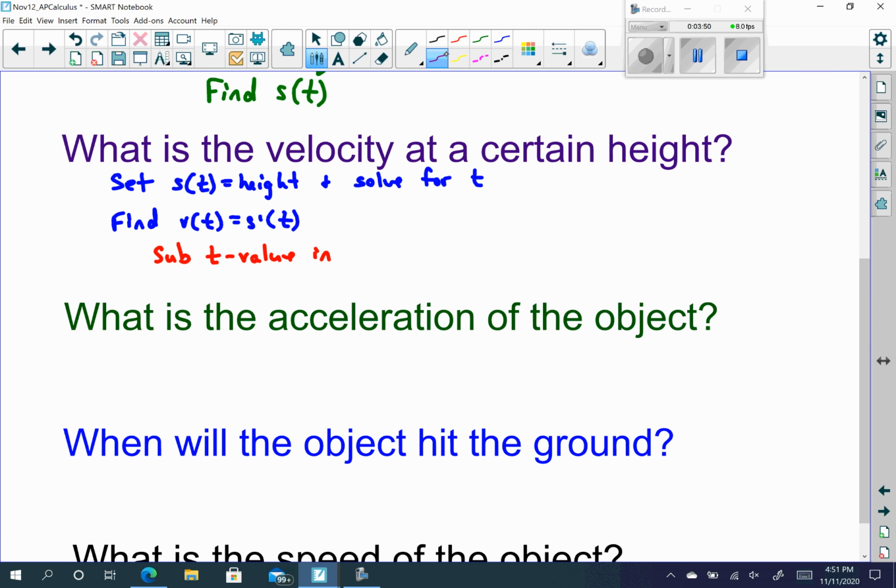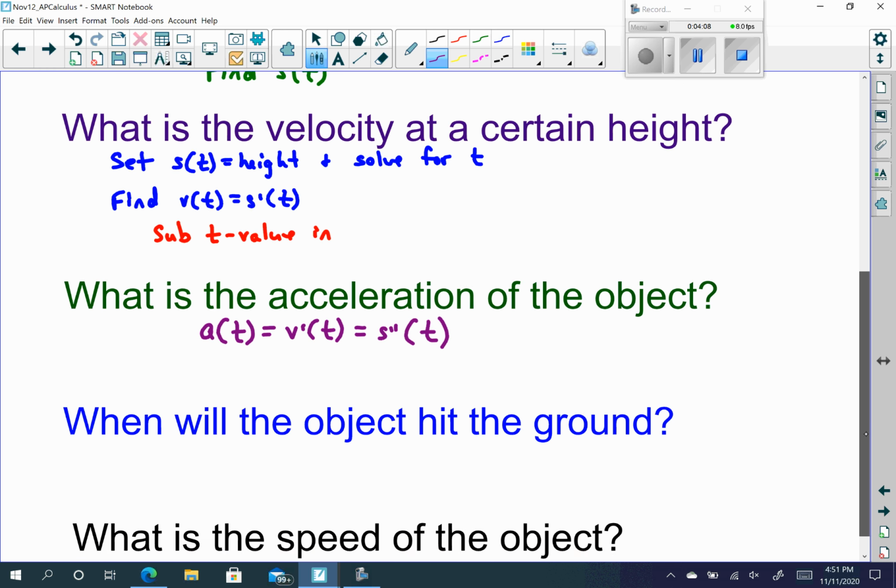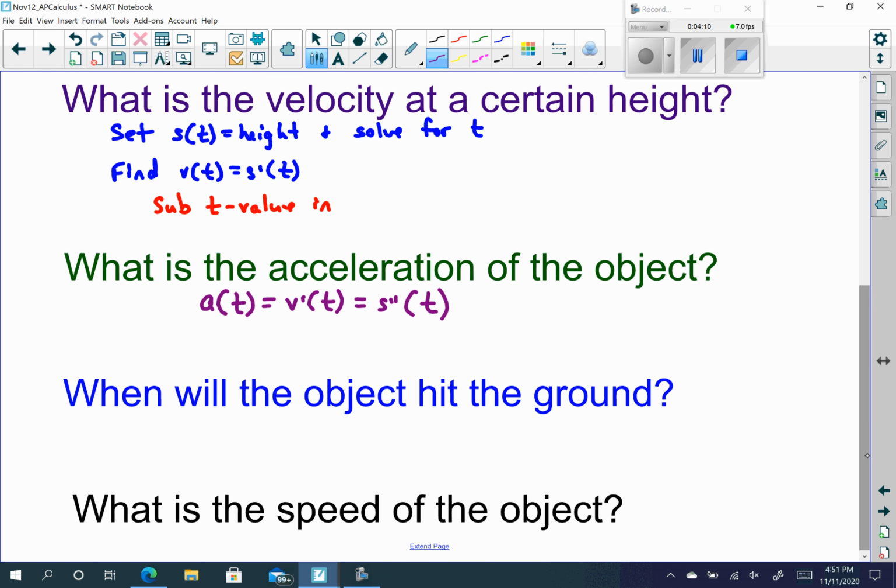All right, when you're asked to find the acceleration of an object, remember to write out that a of t is equal to v prime of t, the derivative of velocity, which is the second derivative of the position function. If you're asked when an object is going to hit the ground, what do you think that would be? That's all about position. So that means we would set the position function equal to 0. The height would be 0.